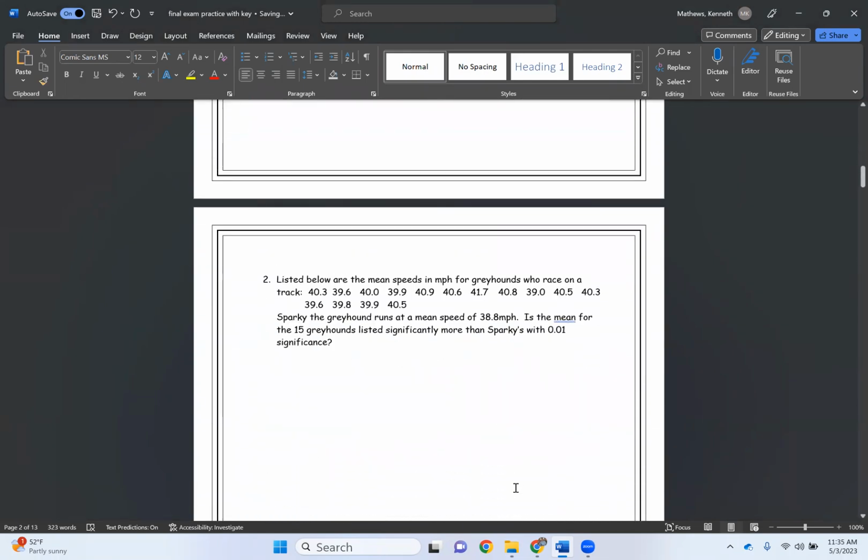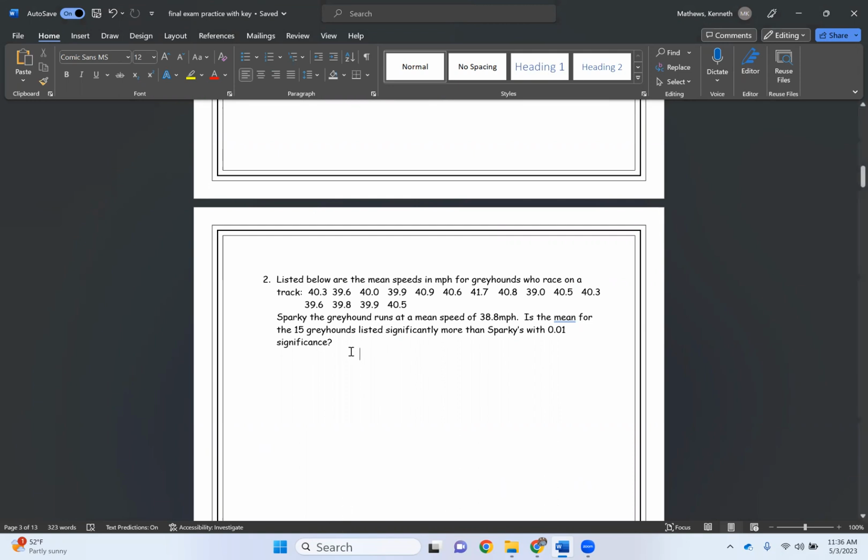All right. Listed below are the mean speeds in miles per hour for greyhounds who race on a track. Sparky the Greyhound runs at a mean of 38.8 miles per hour. Is the mean for the 15 Greyhounds listed significantly more than Sparky's with 0.01 significance?